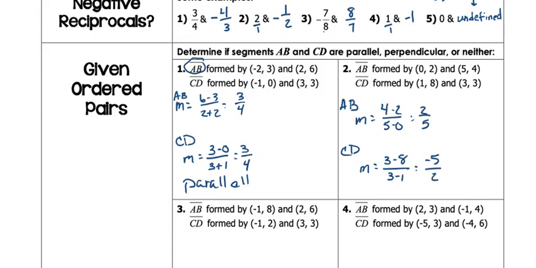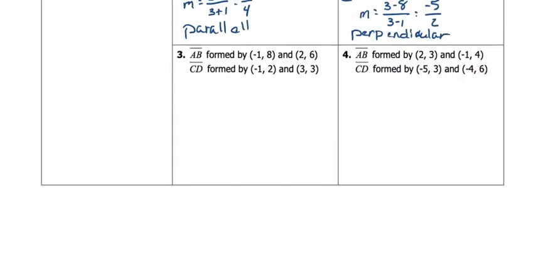So if you notice, I have 2/5 and negative 5/2. Those are opposite reciprocals, so these would actually be perpendicular. All right, number 3. AB. Gonna look at my slope.